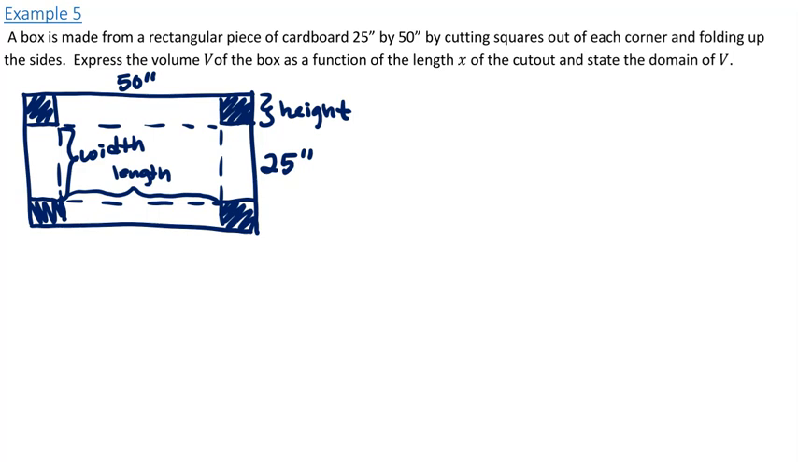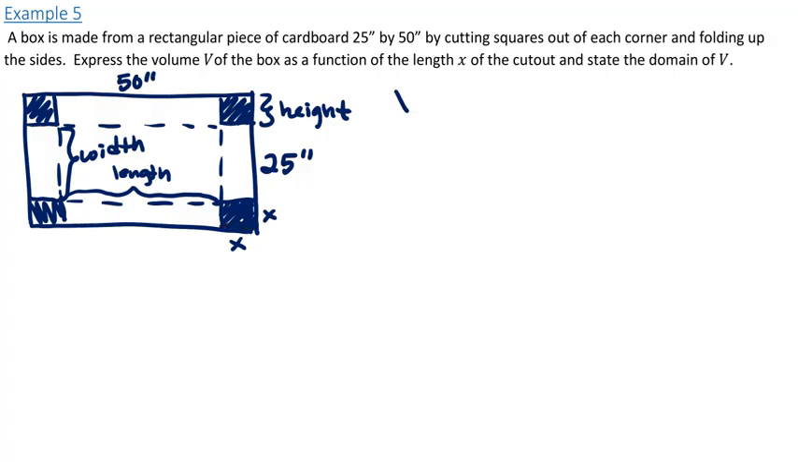It doesn't really matter, but you want to imagine that fold happening and the height sticking up out of this page. So we are supposed to express the volume of a box as a function of the length x of the cutout. So what I'm saying here is that we're cutting out x inches from each side of the box. So that little square that I've shaded in is x by x.